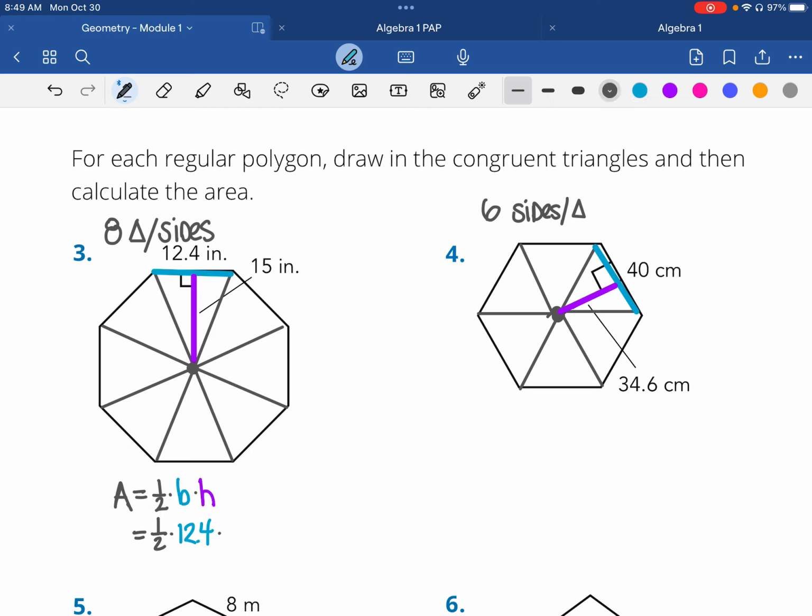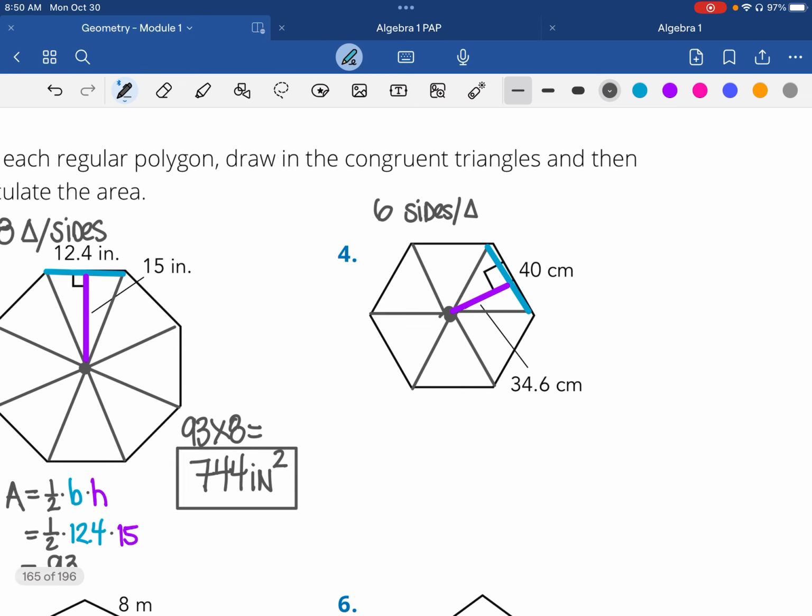I'm going to write it down on my paper first, and then I'm going to plug it into my calculator because I can't do half of 12.5 in my head. It does come out to 93. To find the area of the polygon, I'm going to take the 93 and multiply it by 8, giving me an answer of 744 inches squared.